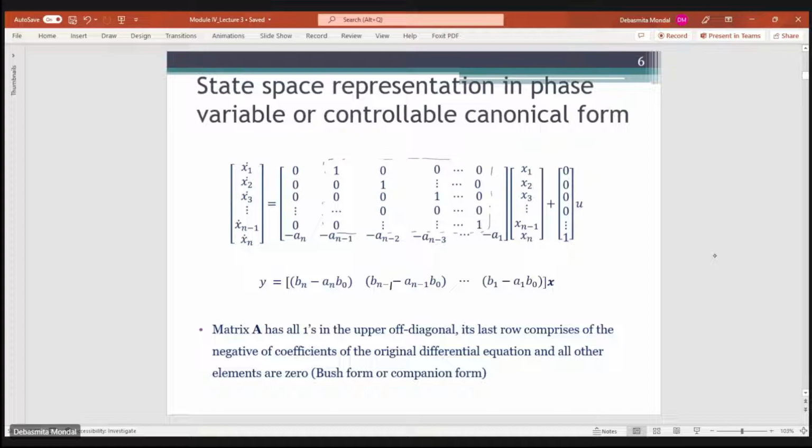So here you see that the matrix A has all ones in the upper off-diagonal, and the last row comprises the negative of the coefficients of the original differential equation. The original differential equation has these terms, so these will be in the last row. All the other elements are equal to 0. Okay, so this is the representation in phase variable form or controllable canonical form.